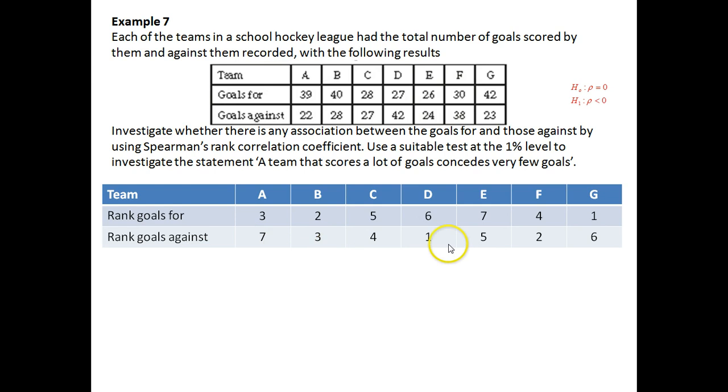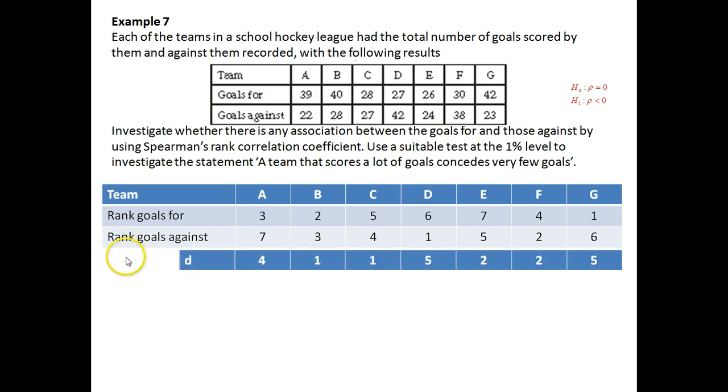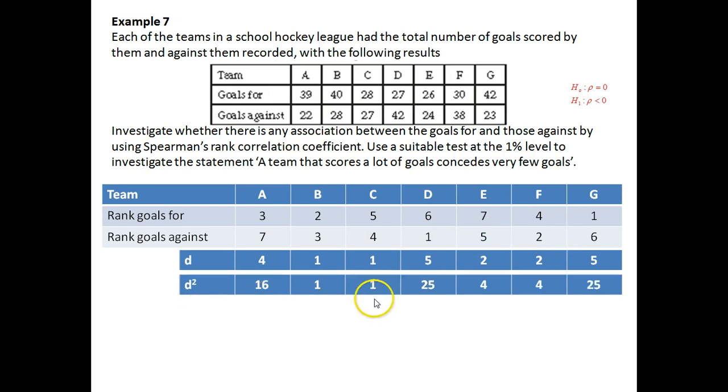Ranking the goals against, our highest against was D at 42, then F at 38, and so on. So we've ranked them all. We need to find the difference, disregarding the plus and minus because we're going to square them. So the difference between the two sets of rankings, square those, and we have 16, 1, 1, 25, 4, 4, 25. Sum those and we get the sum of the difference squared is 76.